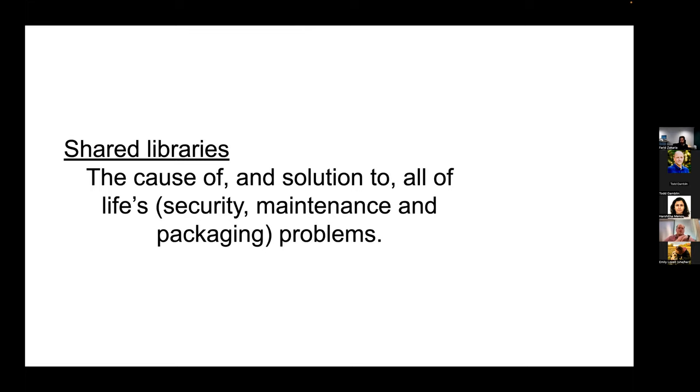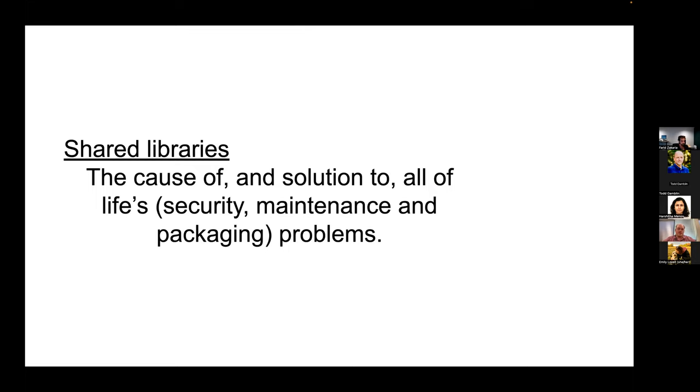Shared libraries, I like to joke that they cause many problems, but they also solve many problems. Packagers love shared libraries because it means if there's a security update and the interface has not changed, the ABI has not changed, you can download a single package and everything that uses it will immediately get the fix. That's great. It helps with maintenance.